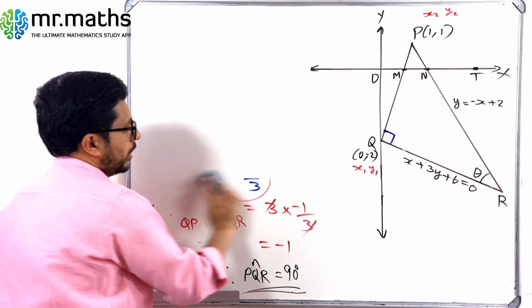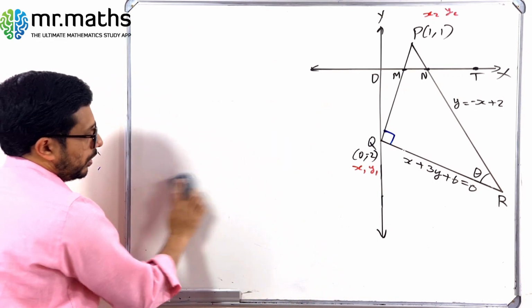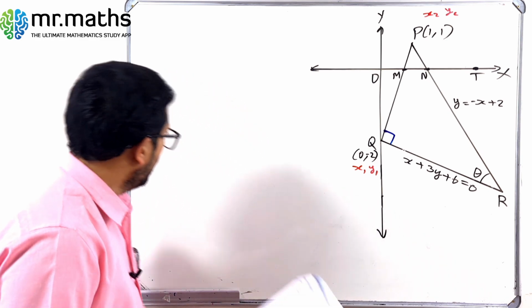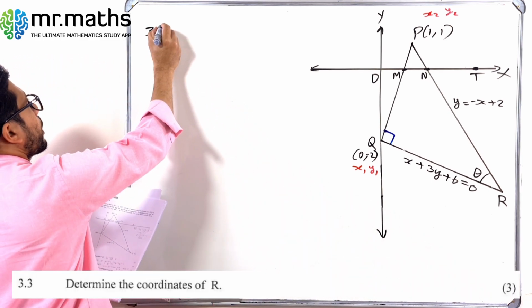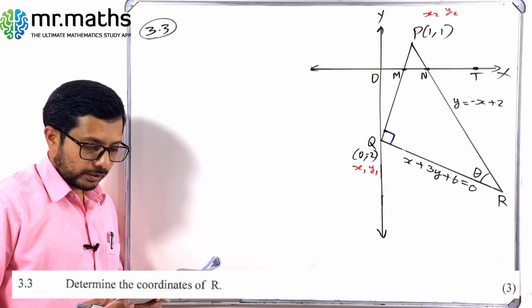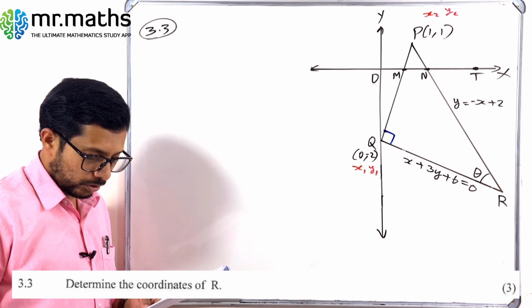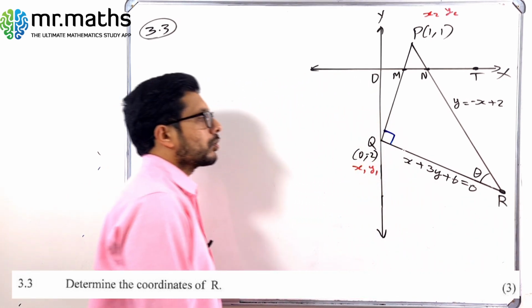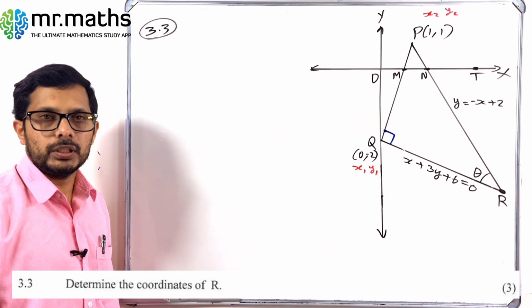Now let's move to the next question. Question number 3.3. What is that question? Determine the coordinates of R. You have to find the coordinate of R, this point. R is this point, am I right? So what is the coordinate of that point R?